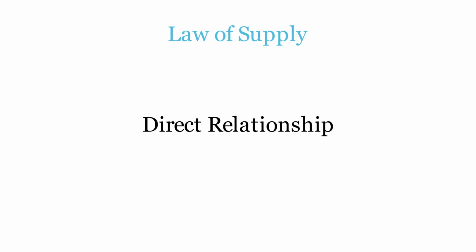Hello everyone. In this video we will understand the law of supply. According to the law of supply, there is a direct relationship between price and quantity supplied, which means that when the price of a commodity decreases, its supply decreases, and when the price increases, its supply increases.